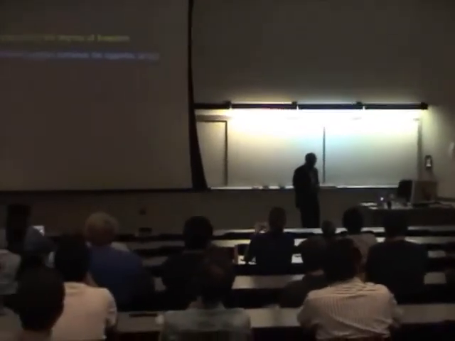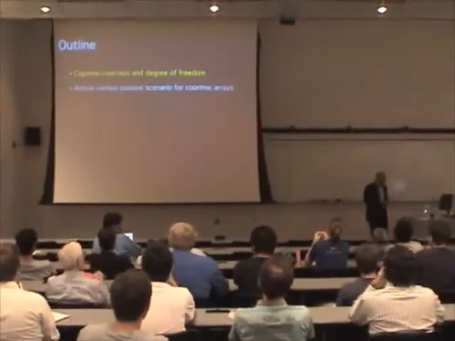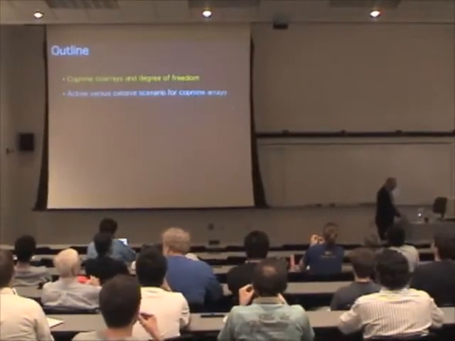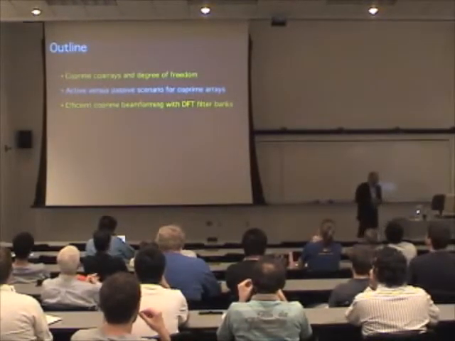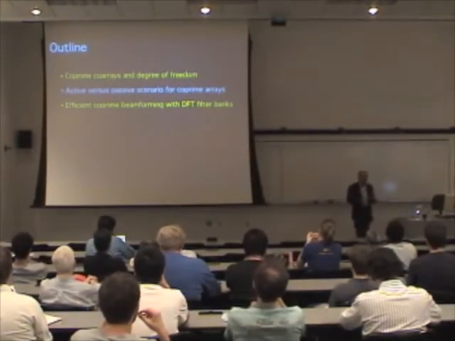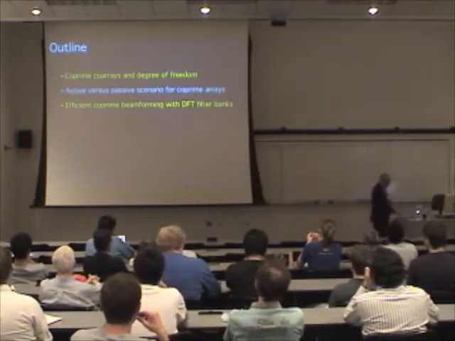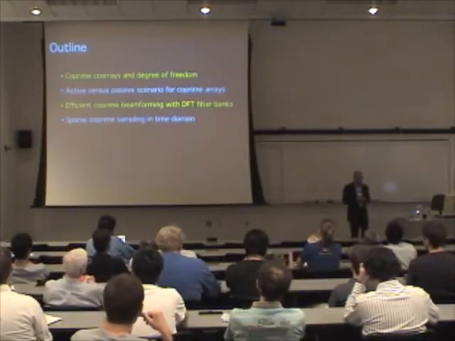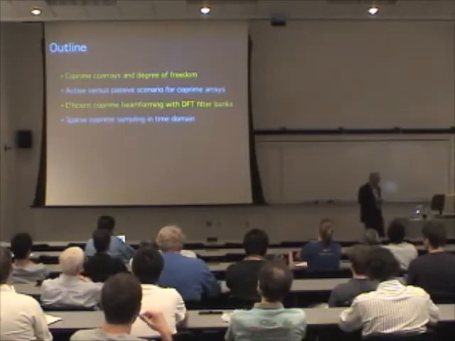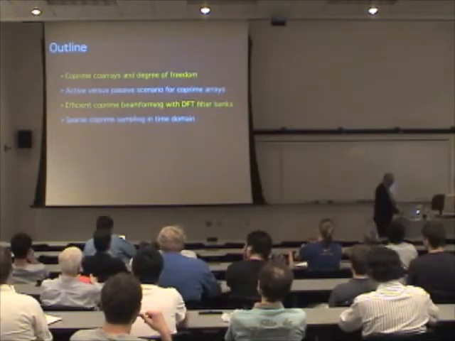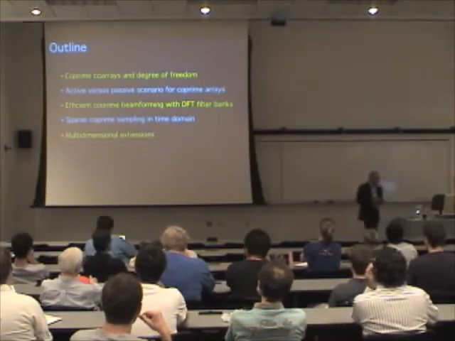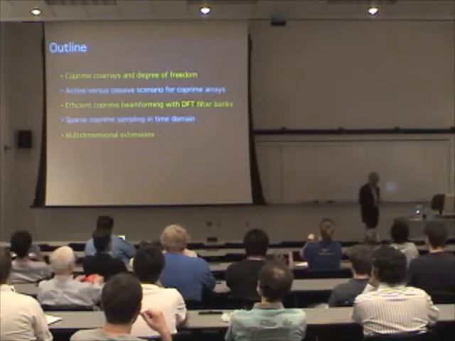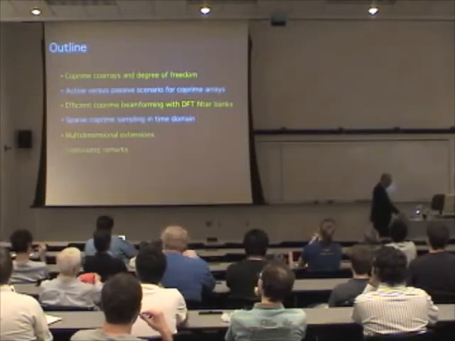Okay. Alright. So I will begin very briefly to tell you what coprime arrays are and what coprime co-arrays are. And I'll explain how to realize coprime co-arrays, in either active or passive scenarios. I will talk a little bit about beamforming with DFT filter banks in the context of coprime arrays. And if time permits, I will talk about time domain coprime sampling and so forth. In fact, I will begin by talking about time domain coprime sampling and then go back to space time. If at all there is time, I will talk about the multidimensional versions and so forth.